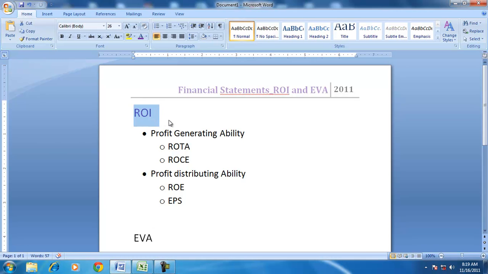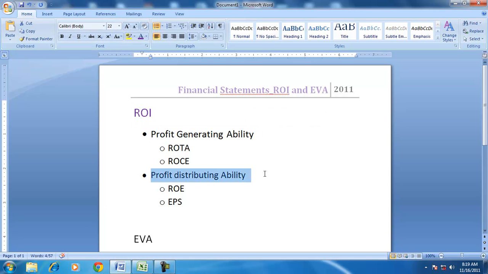Return on investment will show the profit generating ability and profit distributing ability. The profit generating ability can be shown by return on total assets or return on capital employed, and the profit distributing ability can be shown by return on equity or the earning per share. However, since all these ROIs depend on financial statements, the usual limitations of financial statements will also be applicable while interpreting the return on investment.